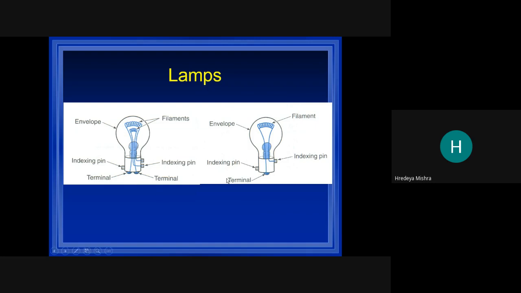And see, this is another type of lamp. There is only one terminal, there are two terminals, and there is one terminal. Then what happened? Plus and minus are divided with the indexing pin, meaning double and single tungsten filament.